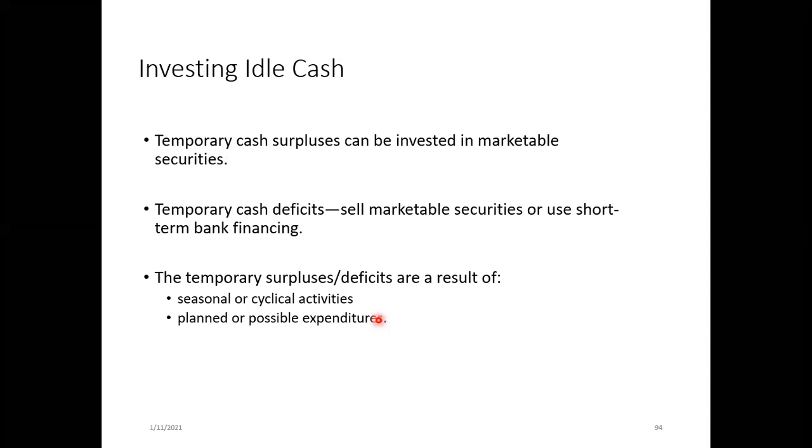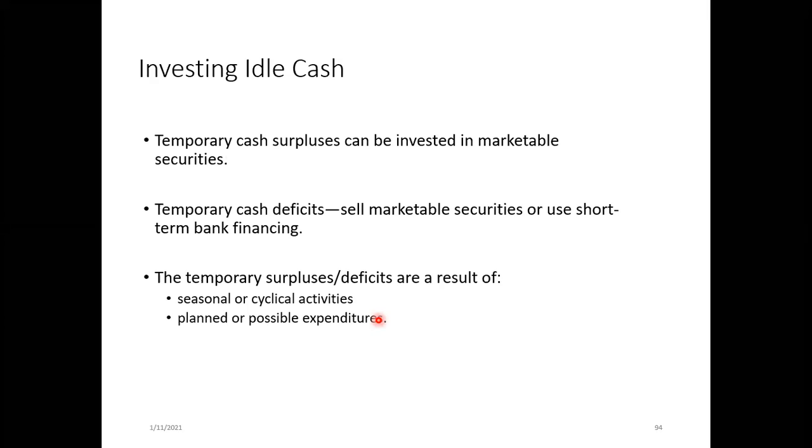And investing idle cash. When you are doing business, sometimes you may have surplus money which is not contributing to making profit. The temporary cash surpluses can be invested in marketable securities. You can buy treasury bills, 90-day or 60-day treasury bills, if you have surplus money. And if you encounter a cash deficit, and you want more money to run your business, you can sell the marketable securities which you already purchased, or we can go to a bank and get a bank overdraft, a short-term financing option.